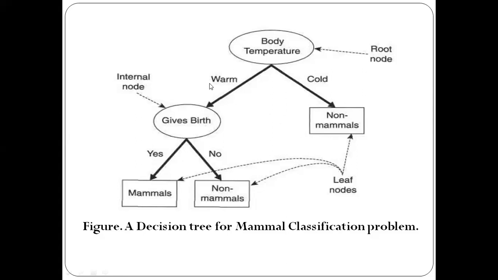So if you look at this decision tree, the first question that we had asked is about the body temperature. If the body temperature is warm blooded, then it can be either mammal or non-mammal. That decision we will take later. That is based on the gives birth attribute. Suppose if the species give birth to their young, then it will be considered as mammal. If they don't give birth to their young, then it will be considered as non-mammal.